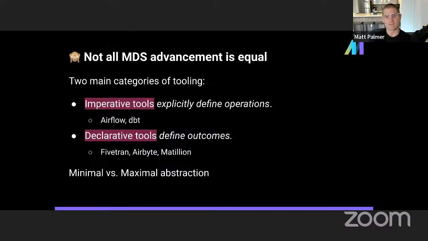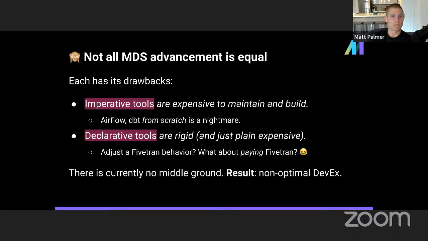Declarative tools are the opposite. They define outcomes. So maybe you open up Fivetran and you say, I want to take my data from the cloud somewhere, S3, and move it to Postgres. I want to take my data from HubSpot and move it to BigQuery, whatever, right? You're not writing code, you're just telling the tool what to do. So it's a case of minimal versus maximal abstraction.